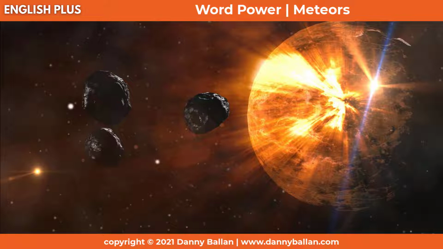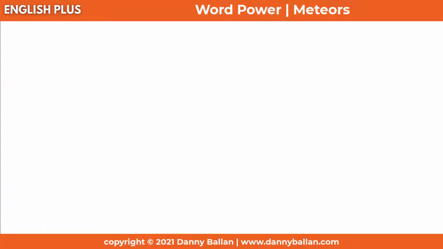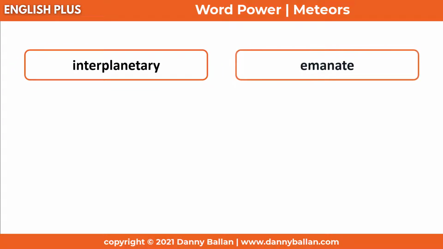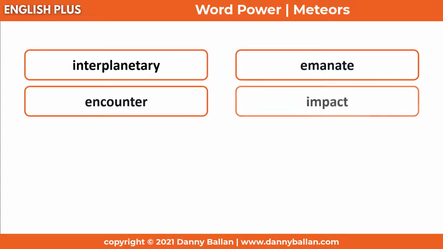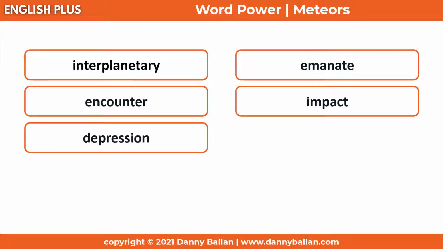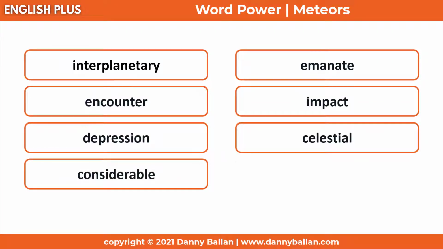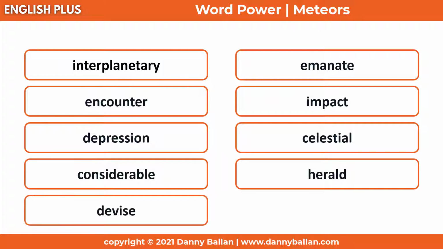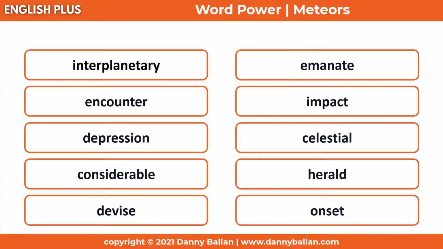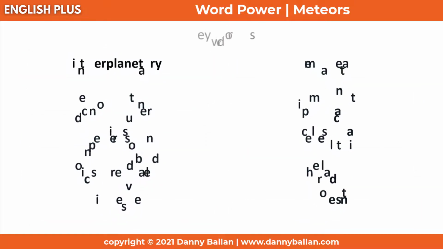Now, with that being said, let's start right away with our word power for today, and that is about meteors. First, let me introduce you to the words you're going to learn in this episode. We're going to learn interplanetary, emanate, encounter, impact, depression, celestial, considerable, herald, devise, and onset. So, without further ado, let's start with our text about meteors. I will read it and then I will discuss the meaning of these words in context.